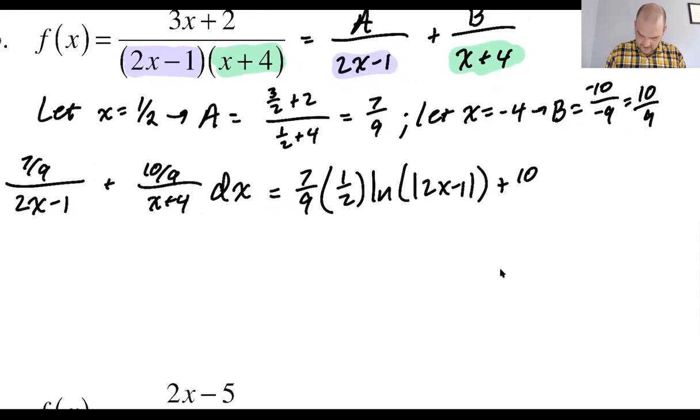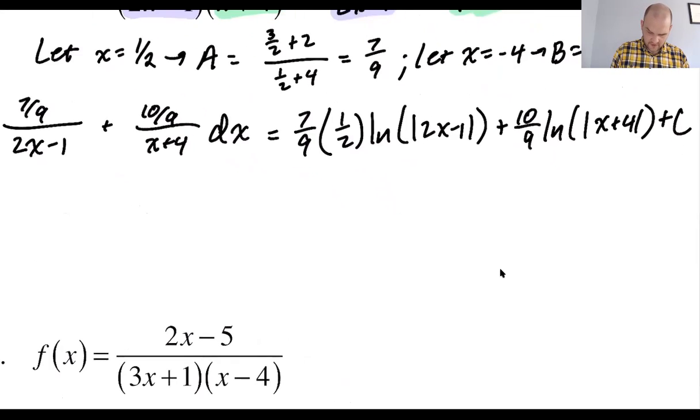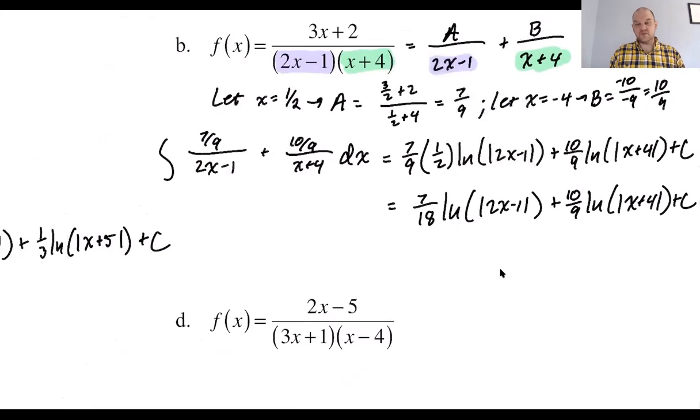Plus 10/9 natural log absolute value x plus 4 plus c. So I think that's what we get. I should probably rewrite it. 7 over 18 natural log absolute value of 2x minus 1, and then plus 10/9 natural log absolute value of x plus 4 plus c. All right, I think that's our answer. Should we try to check that? Let's see what we get.